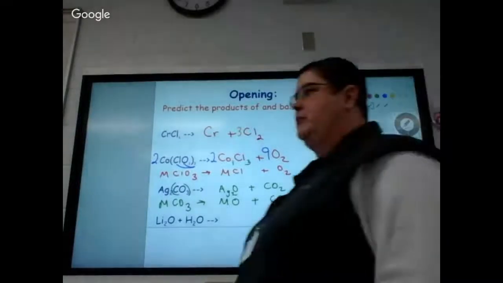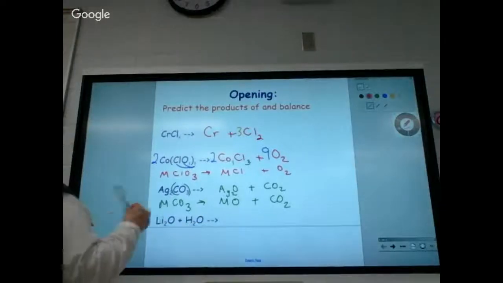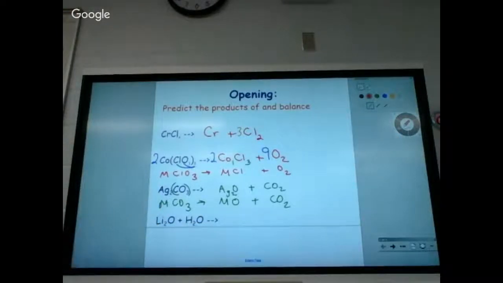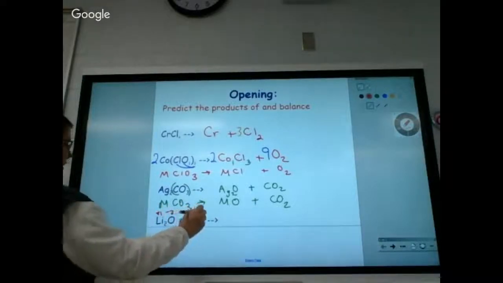So if you thought it was double displacement because it's a compound plus a compound, what's the first step in double displacement for somebody who wasn't here yesterday? What would you do if it was double displacement, Jonathan? What's the first step in double displacement? Not a trick question. You forgot. Find the oxidation numbers, right? So +1, -2, +1, -2.